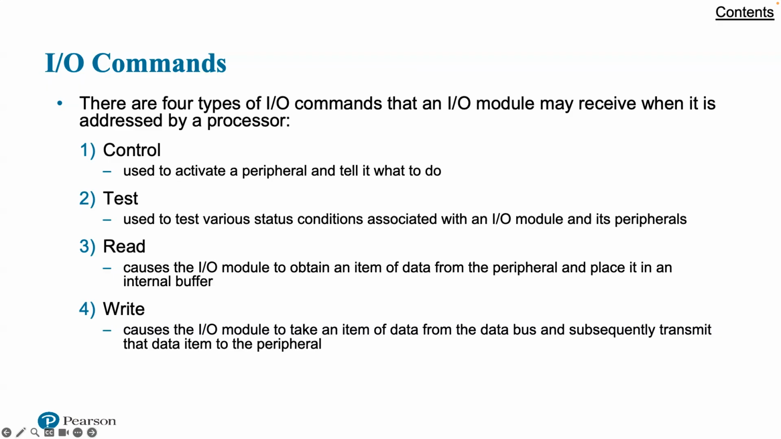Next, we have read, and it causes the I/O module to obtain an item of data from the peripheral and place it in the internal buffer. It's depicted as a data register in figure 8.3, and the processor can then obtain the data item by requesting the I/O module place it on the data bus. Finally, we have write, and it causes the I/O module to take an item of data, a byte or a word, from the data bus and subsequently transmit that data item to the peripheral.